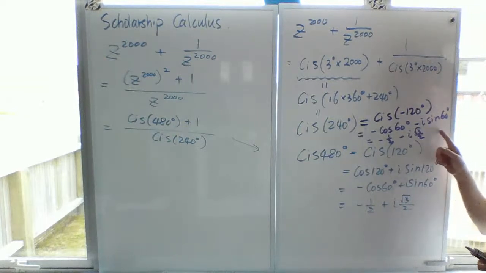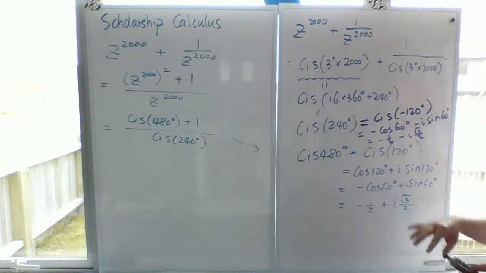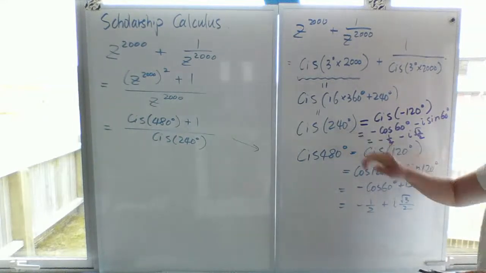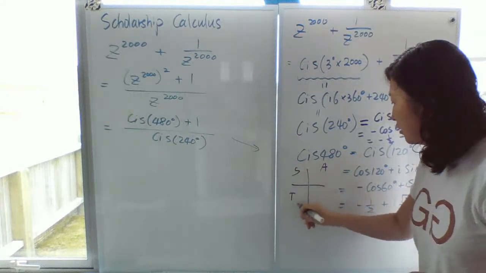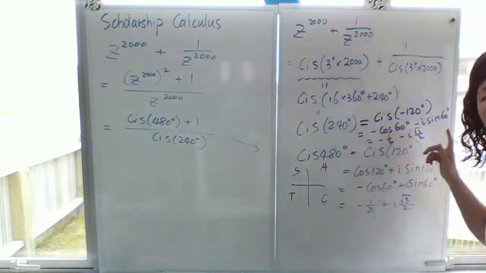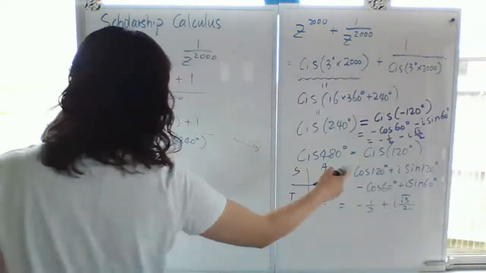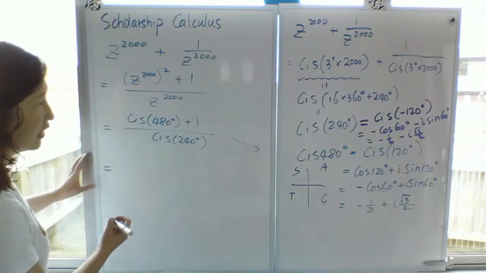Sorry about the small writing here. I just don't have enough space on the board today. I cannot draw everything out. So basically here, we use ASTC and the exact values to determine the values of the cosine and the sine. And now I'm going to put them back into the expression that I got.